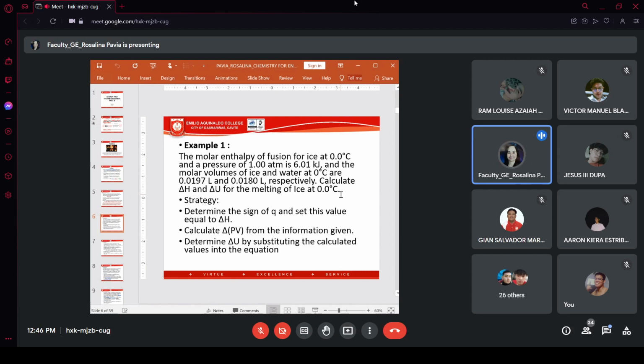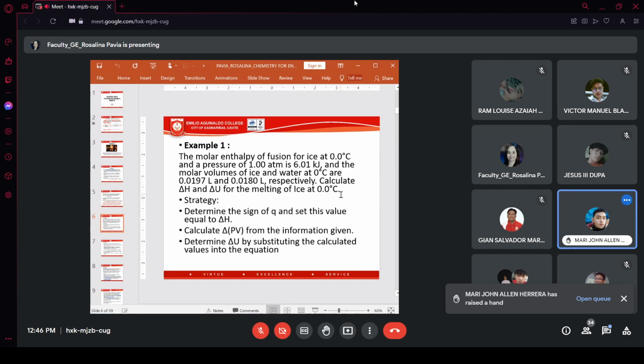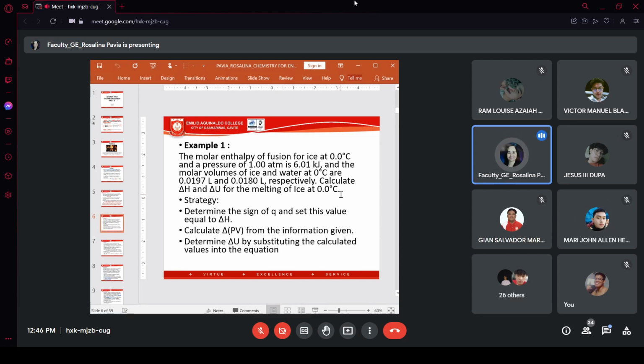Pag nag-absorb ng heat yung system mo, yung ice, is it positive or negative? Positive po. Nag-absorb ng heat yung ice. Kaya nga siya magmi-melt. Okay. Now, initially, ang volume ng ice is 0.0197, di ba? Liters. Nang matunaw na siya, naging 0.018 liters na lang, respectively. So, ang initial mo is 0.0197, final mo is 0.018. Calculate delta H and delta U for the melting of ice at 0 degrees Celsius.